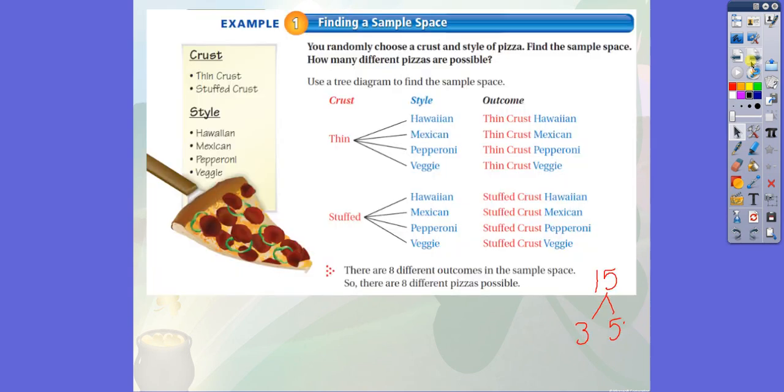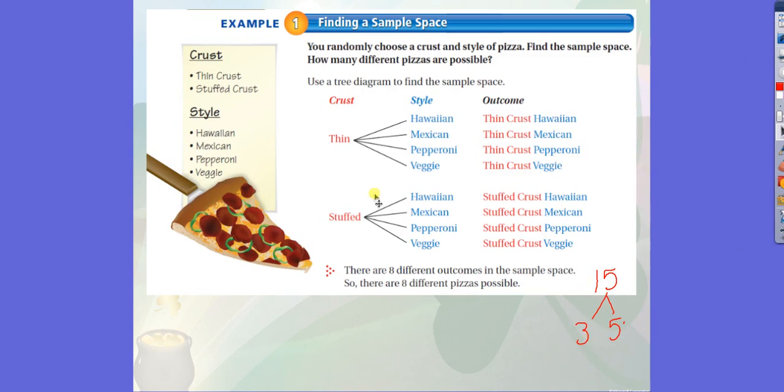So we can use a tree diagram, which is something you're familiar with from doing prime factorization, creating tree diagrams. And so you randomly choose a crust and style of pizza, find the sample space, how many different pizzas are possible. So there's crust, thin crust, stuffed crust, and style, Hawaiian, Mexican, pepperoni, and veggie. You pick one of the two options to start with. They chose crust, I think just because it was first. And you list all the options for crust, thin and stuffed. And then once you have all the crust options labeled, you start building the tree off of that starting point.